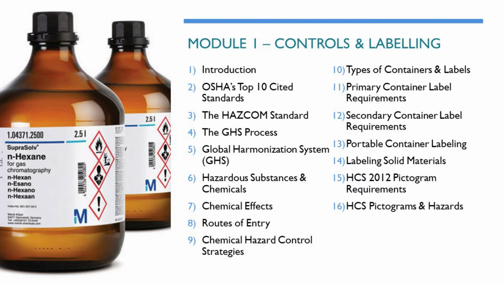Introduction. OSHA's top 10 cited standards. The HAZCOM standard. The GHS process. Global Harmonization System, GHS. Hazardous substances and chemicals. Chemical effects. Routes of entry. Chemical hazard control strategies. Types of containers and labels. Primary container label requirements. Secondary container label requirements. Portable container labeling. Labeling solid materials. HCS 2012 pictogram requirements. HCS pictograms and hazards.